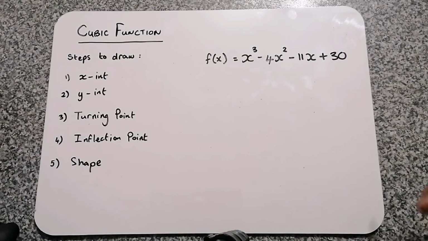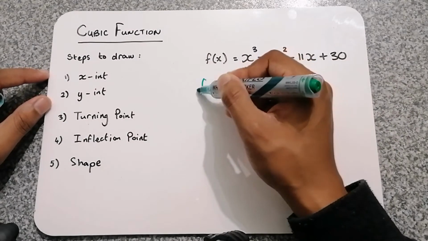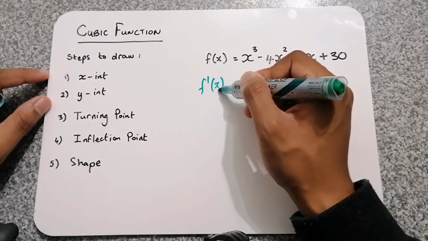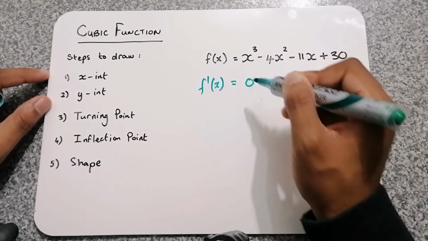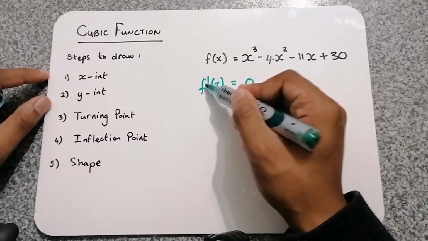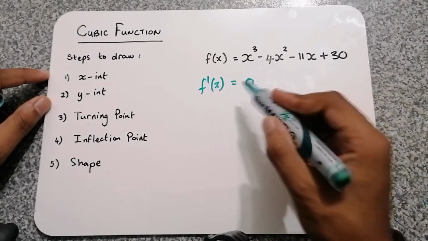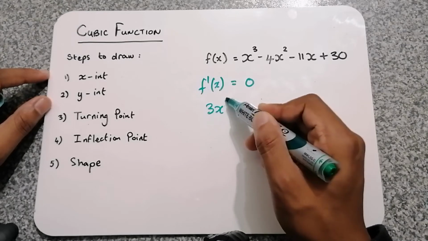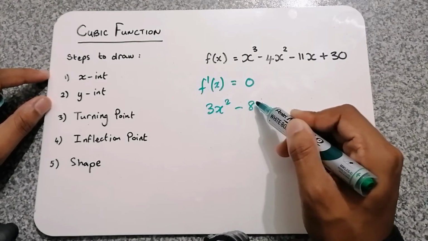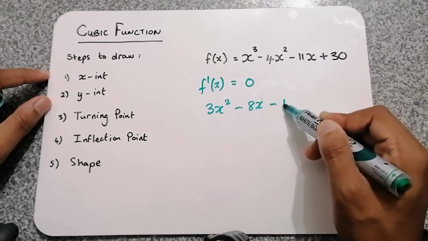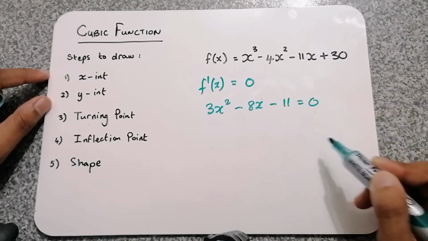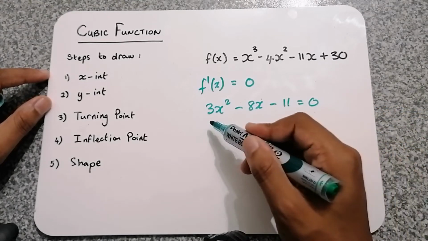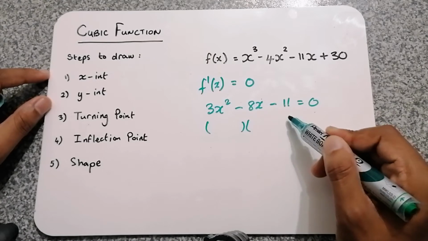Okay, now I need to find my turning points. So to find the turning points, we first need to take the derivative of the function and then equate that to 0. Now, the derivative of this function will be 3x squared minus 8x minus 11. Okay, then I will factorize this to solve x.